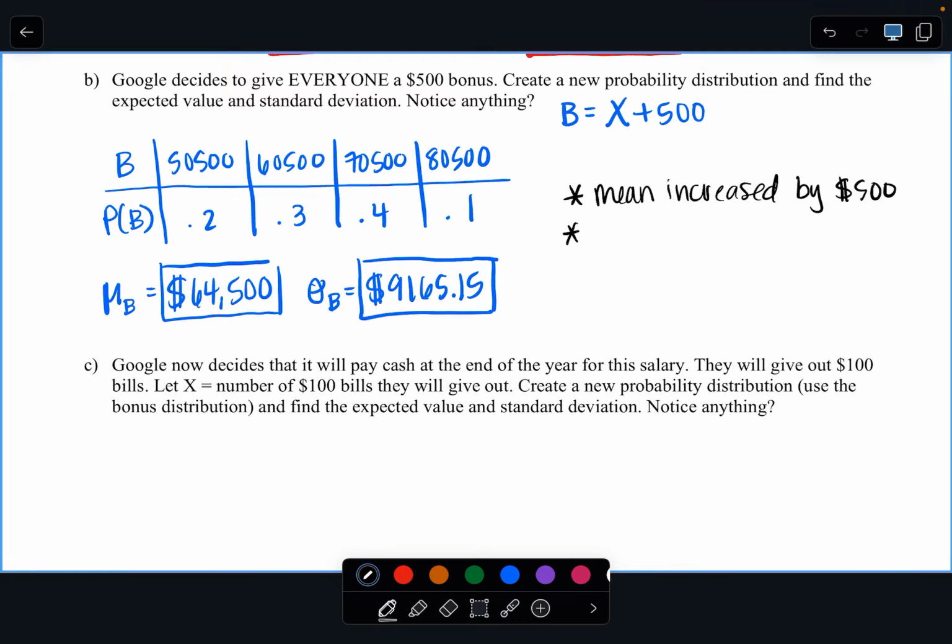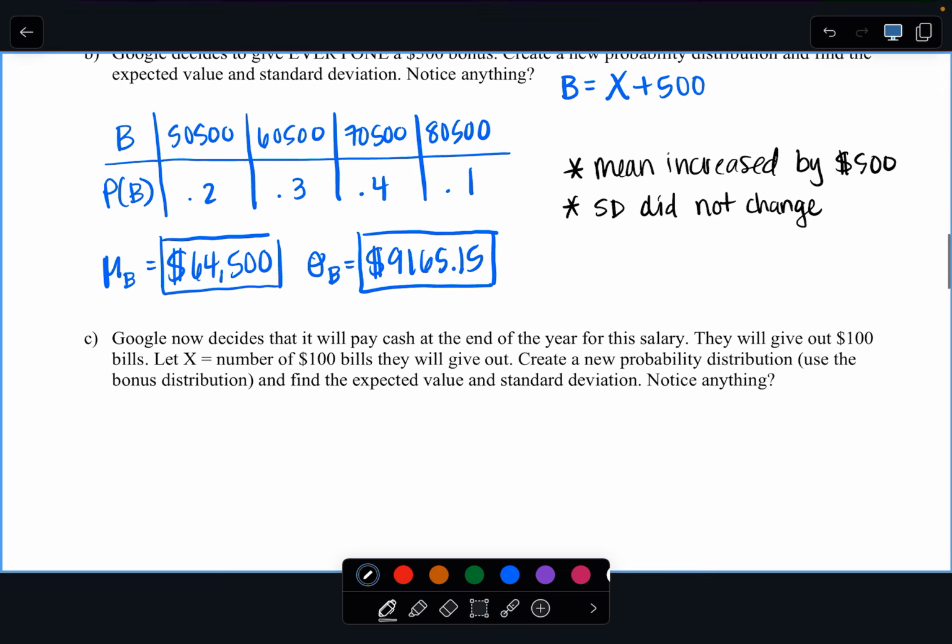And the standard deviation did not change. So a little talk about that. Whenever I increase all my values by the same amount, standard deviation only represents the distance to the mean. So if everything is increasing by the same amount, those distances have not changed. Yes, they're in a different place, but they're all still the same distance apart. So standard deviation isn't going to be affected by adding or subtracting a constant.